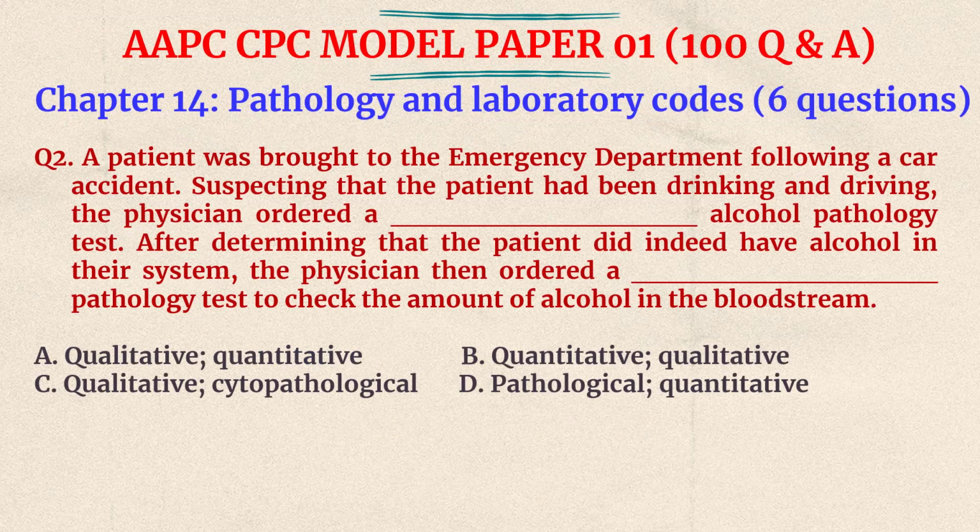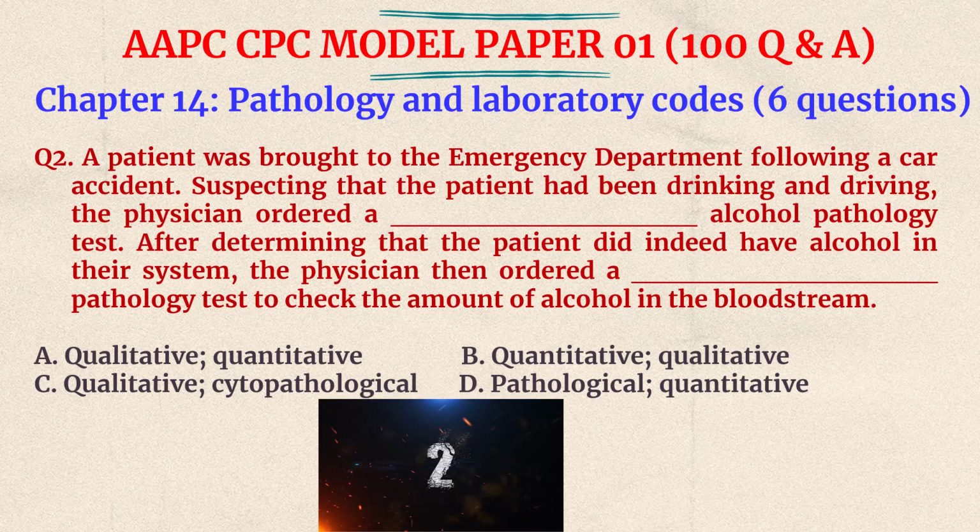Question number 2. A patient was brought to the emergency department following a car accident, suspecting the patient had been drinking and driving. The physician ordered a blank alcohol pathology test. After determining that the patient did indeed have alcohol in their system, the physician then ordered a blank pathology test to check the amount of alcohol in the bloodstream. So here you have to find the answers to both blanks. So there are 4 answers: qualitative and quantitative, pathological and cytopathological. So please pause the video and think of the answer.